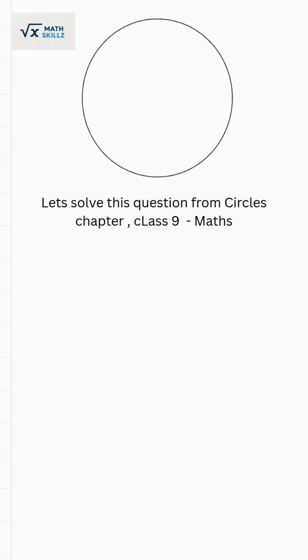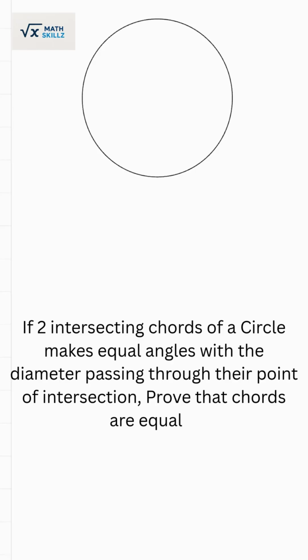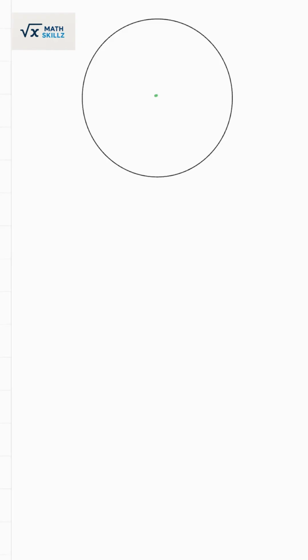Let's solve this question from the circles chapter, class 9th. If two intersecting chords of a circle make equal angles with the diameter passing through their point of intersection, prove that the chords are equal. This is a circle with center as O here.